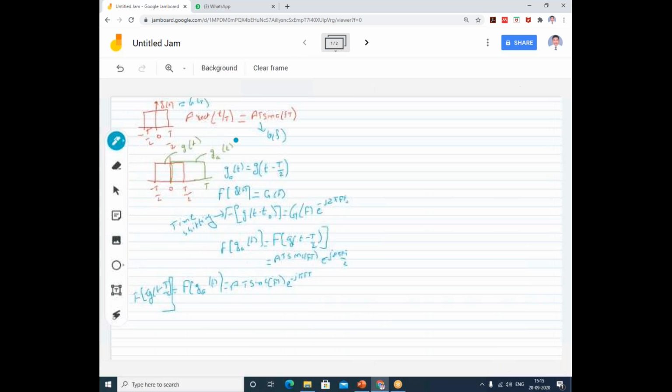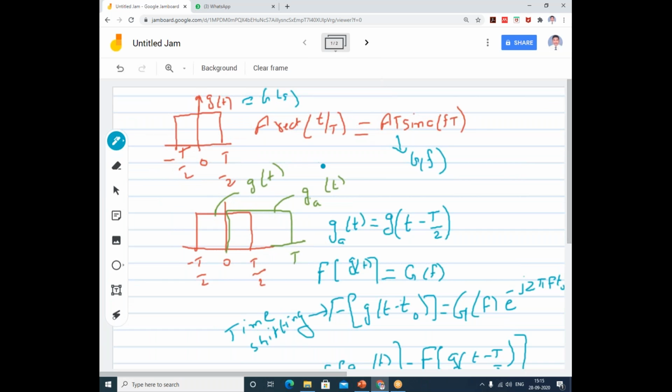Now observe it. For the given problem, he has given a rectangular pulse g of t, which exists from minus T by 2 to T by 2, and its Fourier transform I can write as g of f. In a mathematical equation, I can write it as A rect t by T. When you apply the Fourier transform to A rect t by T, you will get A T sinc f T. This is your g of f.